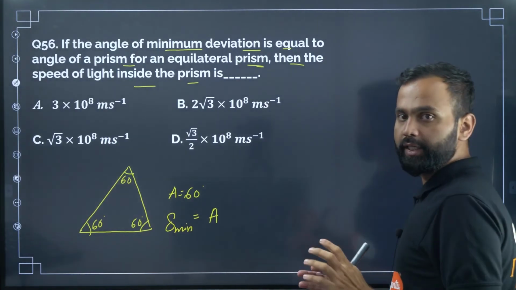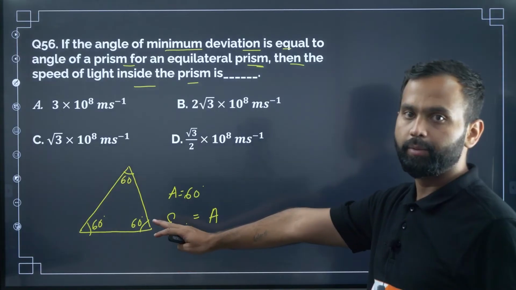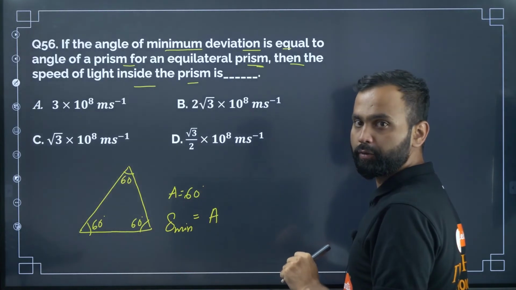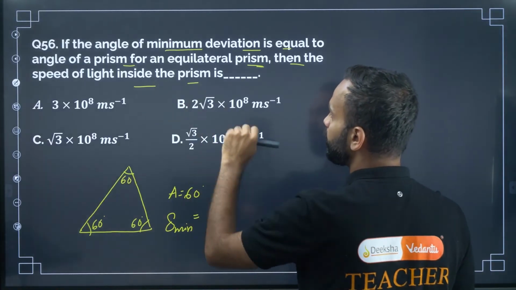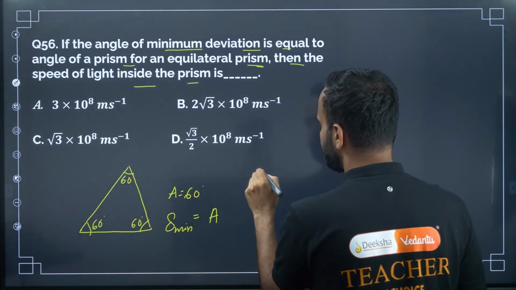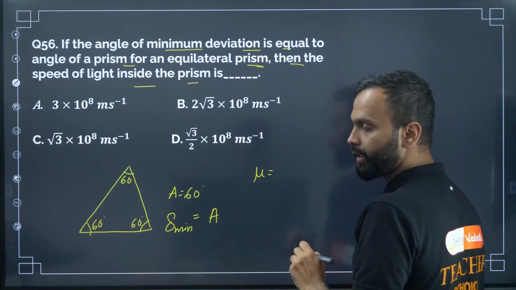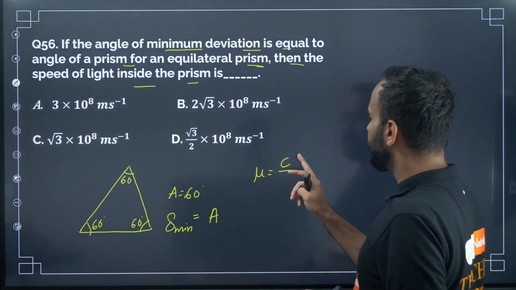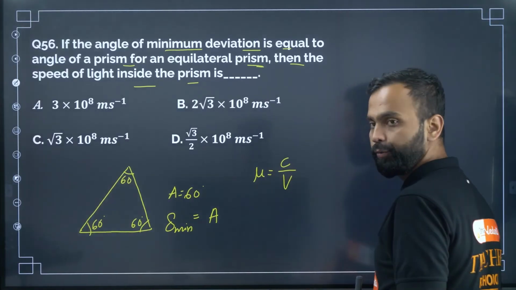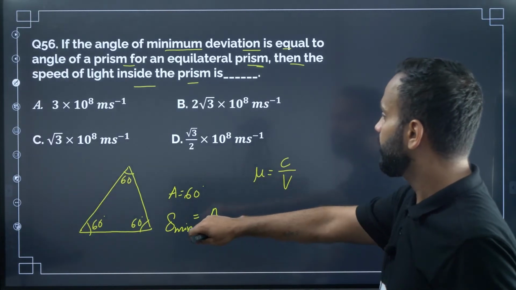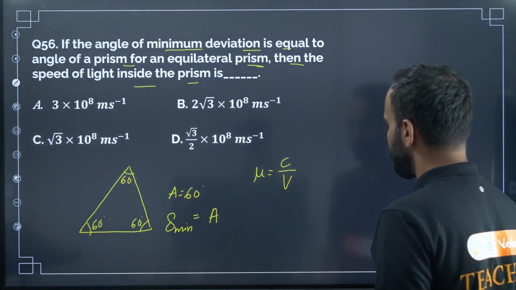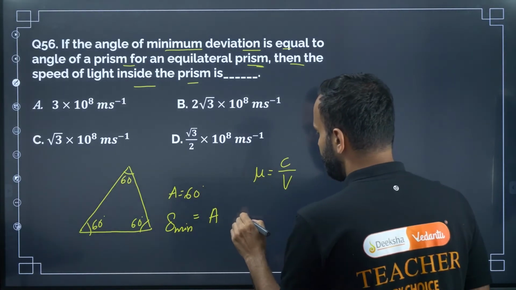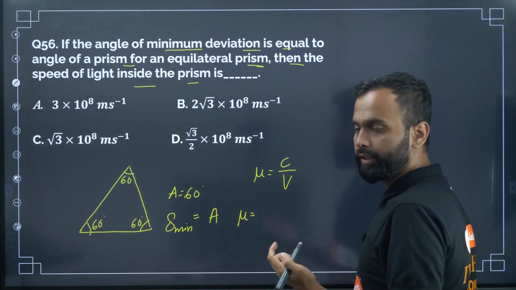First we need to find the refractive index of the prism material. Why? If we find the refractive index of the prism material, then we can easily find the speed of light inside the prism. The refractive index mu equals c, the speed of light in vacuum, divided by v, the speed of light in the prism material. Let us find mu. So mu equal to, we know the formula, right?